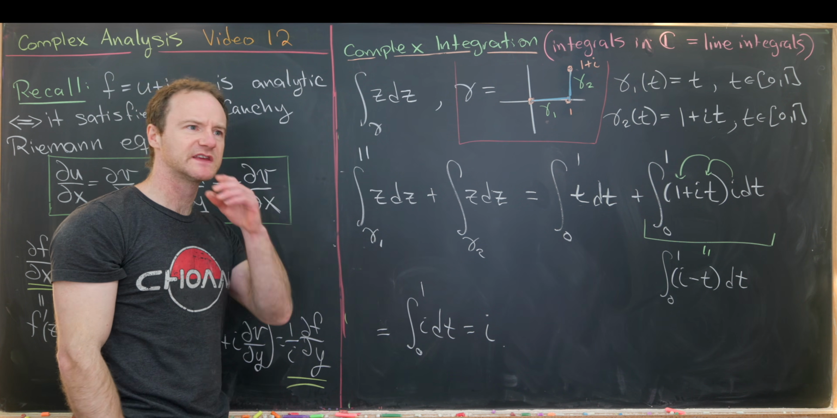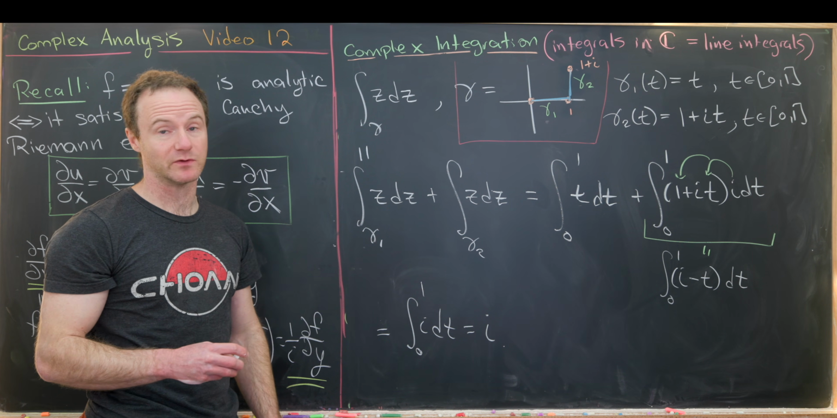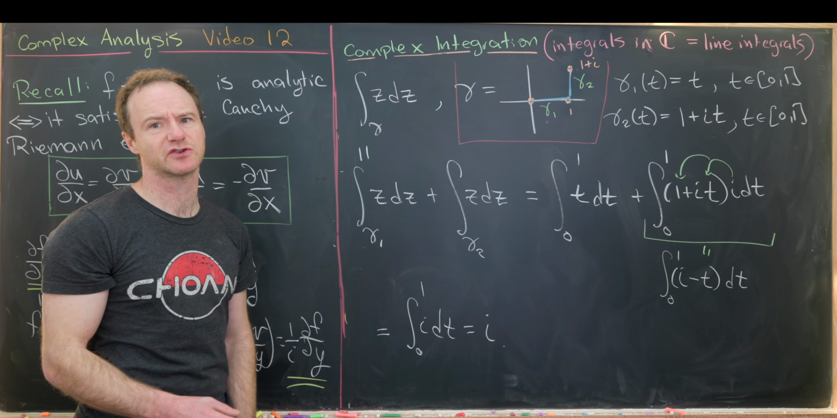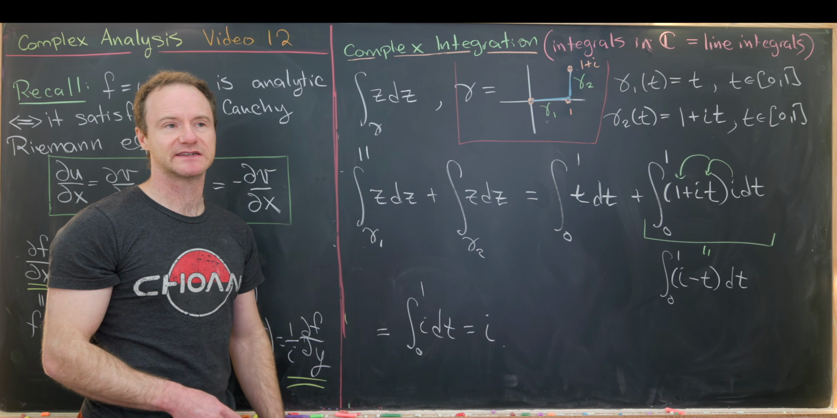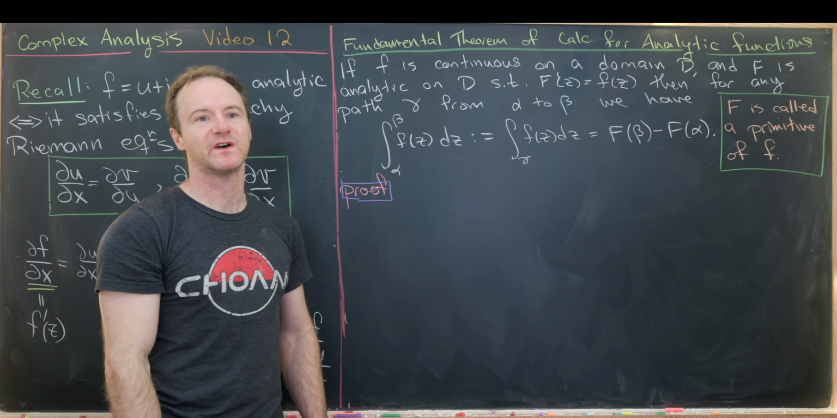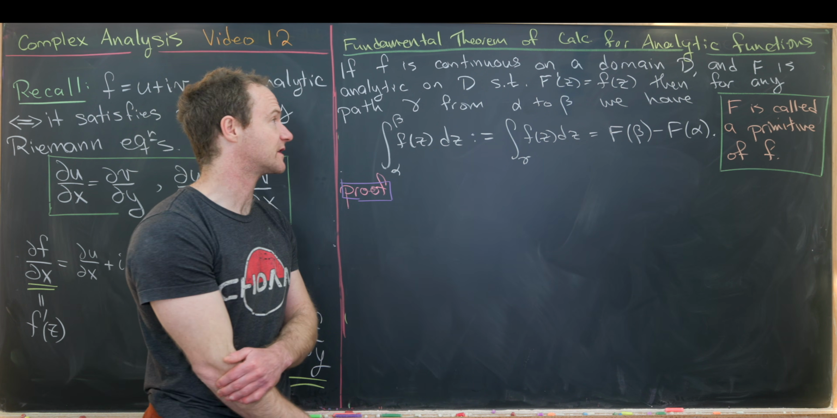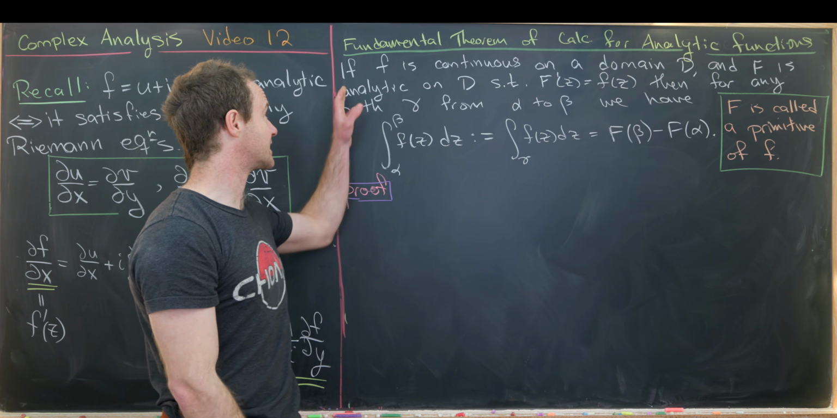Okay, so let's get rid of this, and then we're going to prove a result that tells us when we are able to do complex integration using the same sort of strategy of finding an antiderivative like we did for real integration. So now we're ready for something called the fundamental theorem of calculus for analytic functions. There's quite a bit of a setup, but we'll go through it just one step at a time.